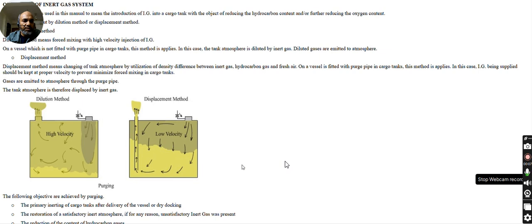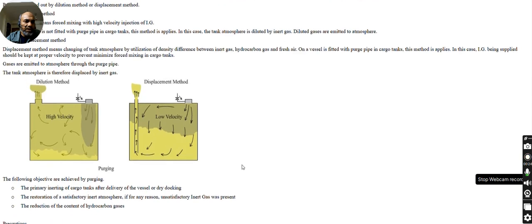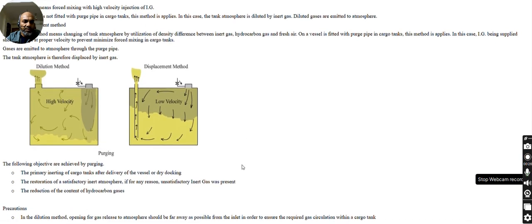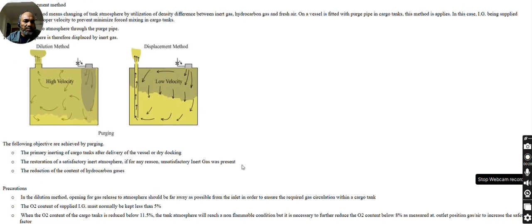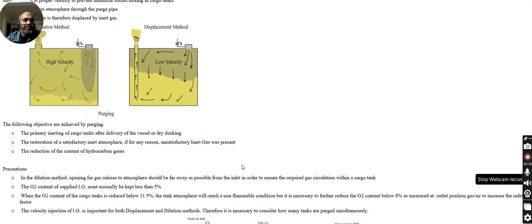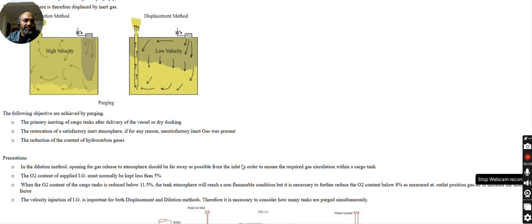In the last video, we discussed the inert gas system, dilution method and displacement method. Today we are going to discuss further what the objectives of purging are. By purging, what are we going to get?